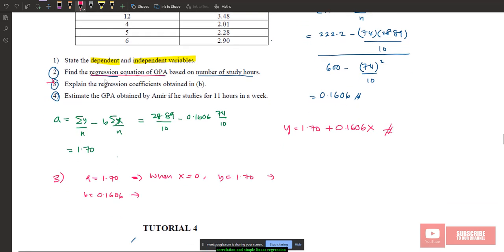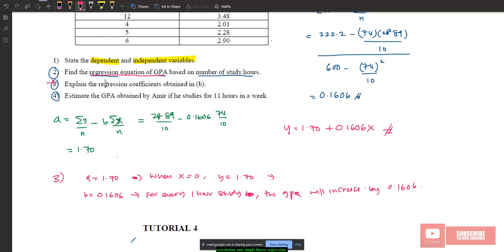So for B, for every 1 hour of study, right? So the GPA will increase by 0.1606. Why increase? Because the B is positive. If the B is negative, the GPA will decrease by 0.16. Right?